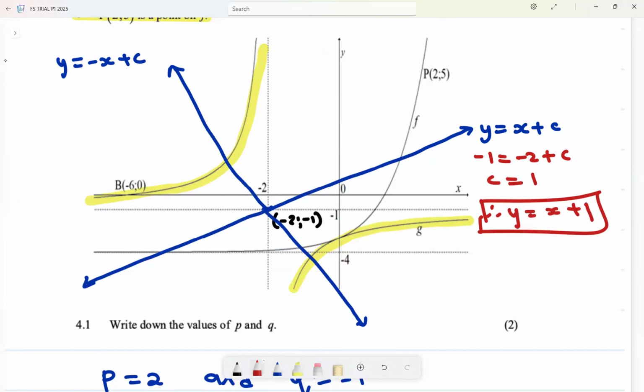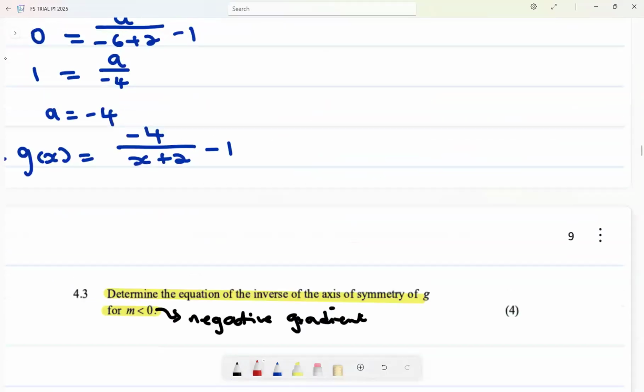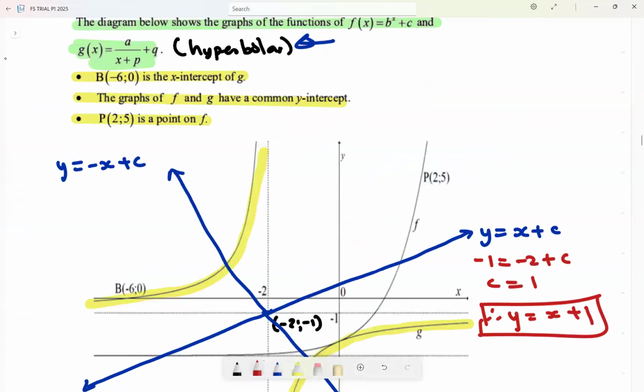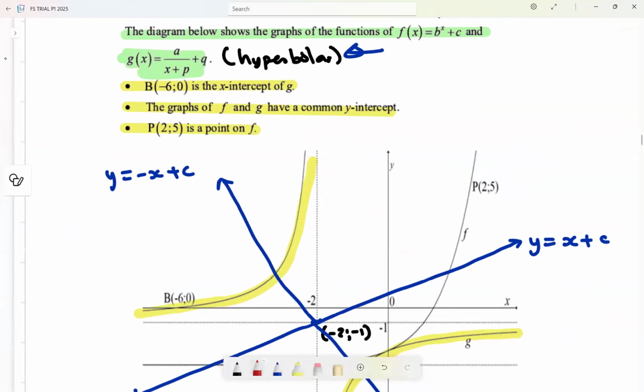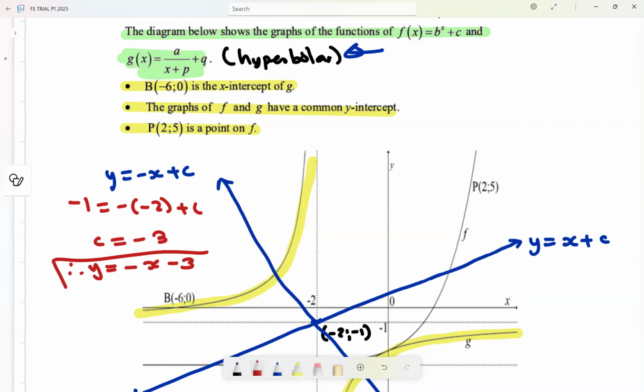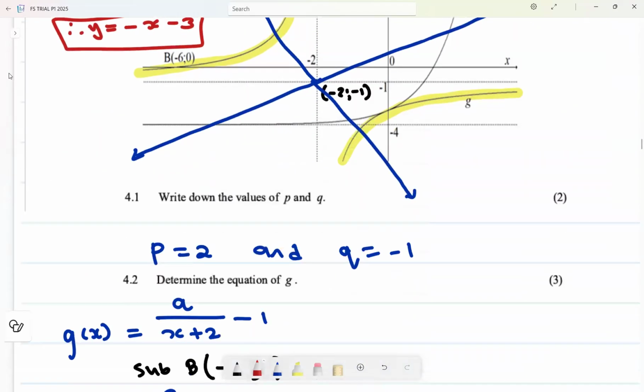The second one that you can use: I don't need this one, I need the one with the negative gradient. So I'm going to say -1 is equal to -(-2) plus c... am I lying, guys? I'm lying then. c is -3. Therefore, y is equal to -x minus 3. This is the equation of the axis of symmetry with a negative gradient.